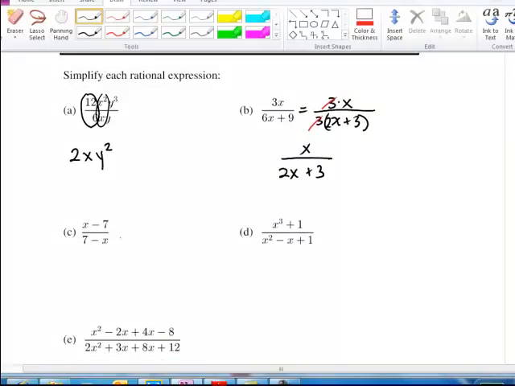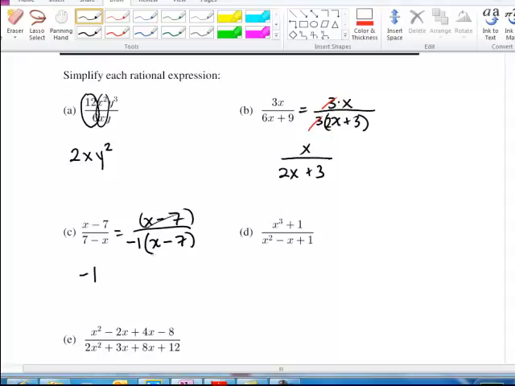On C, notice there's just one factor in the numerator, x minus 7, and one factor in the denominator, 7 minus x. There's no multiplication. And those are almost the same, but they're subtracted in the opposite order. So you can right away just reduce that to -1 if you remember that these are opposite factors, or if you prefer, you can factor out a -1 and make this x minus 7.